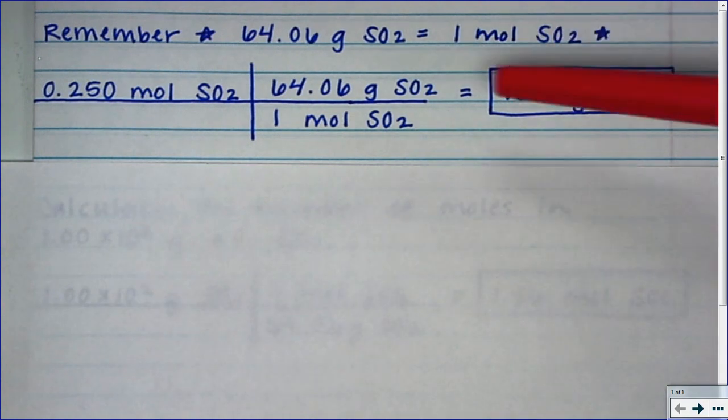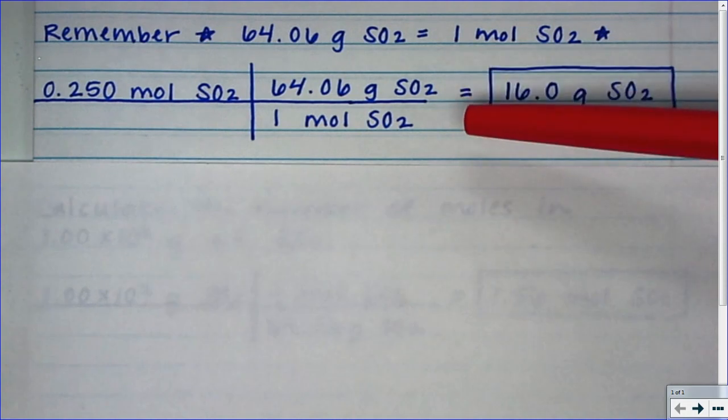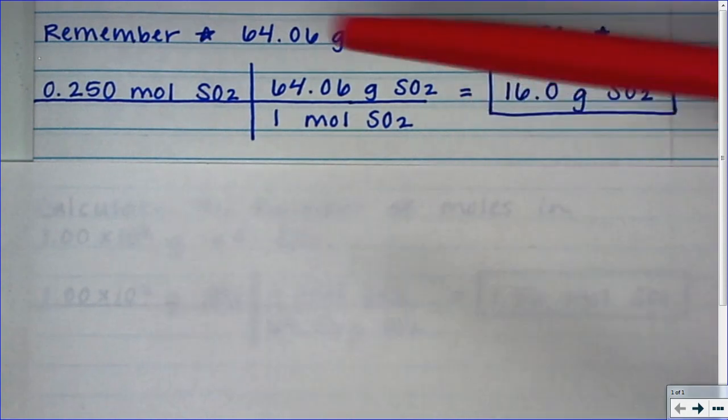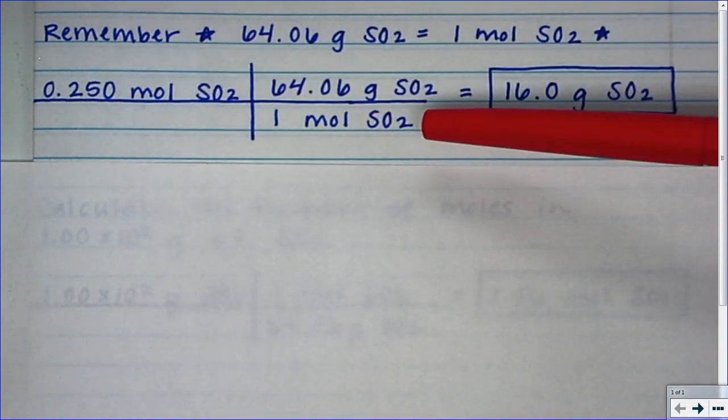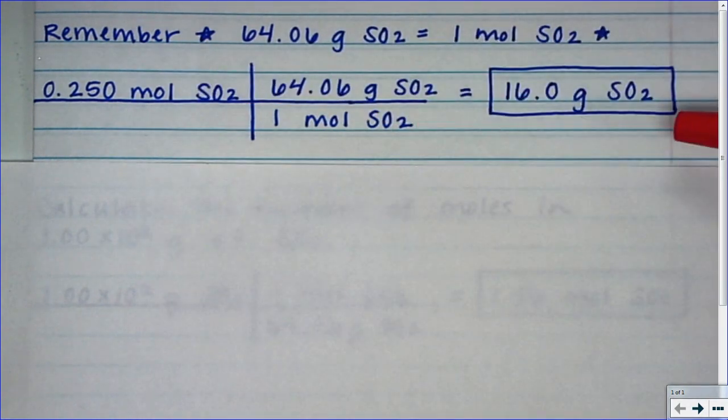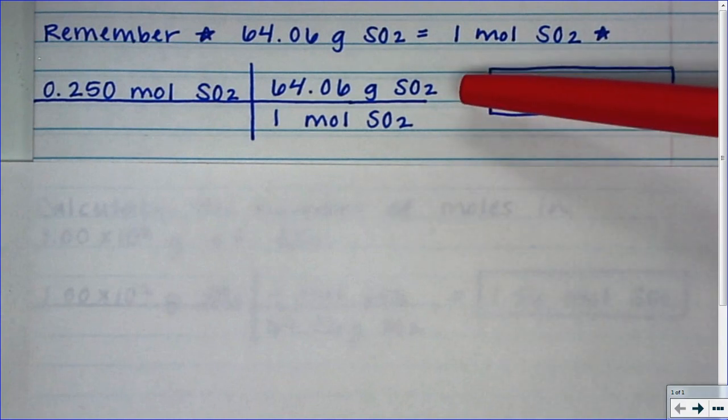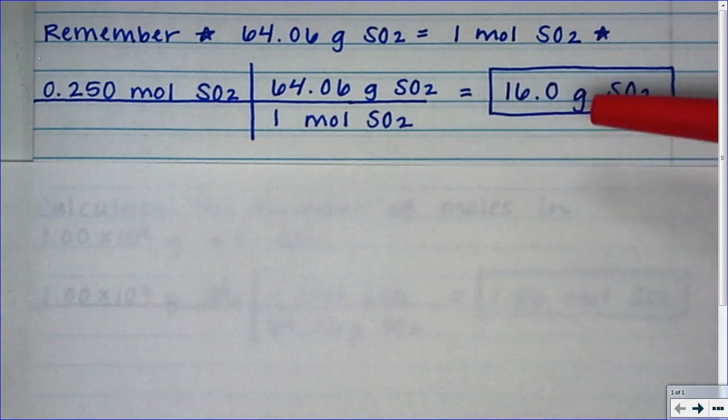So that's why we have 64.06 grams of SO2 on top and moles on the bottom. Another way of looking at this is if we have moles on top, we want moles on bottom, so those will cross out units, and we'll be left with grams of SO2 at the end. Go ahead and multiply these numbers across, and you would divide by 1, giving us 16.0 grams that you see on your screen.